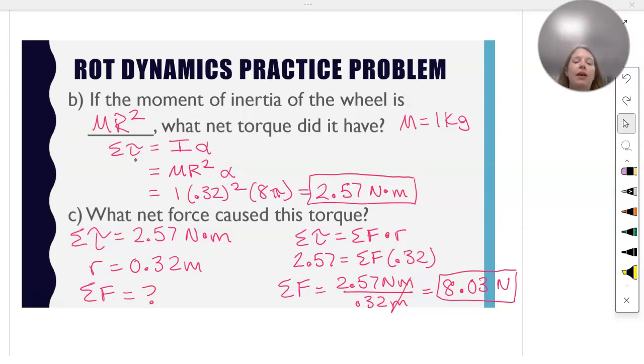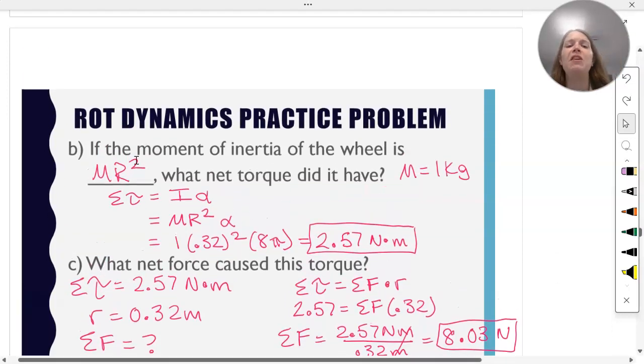And then what force caused this torque? Well, now we're going to work our way back to remembering that the net torque is also equal to Fr. So the net torque we know, the radius we know, we're looking for the net force. So the net force would just be the net torque divided by the radius, or 8 newtons.